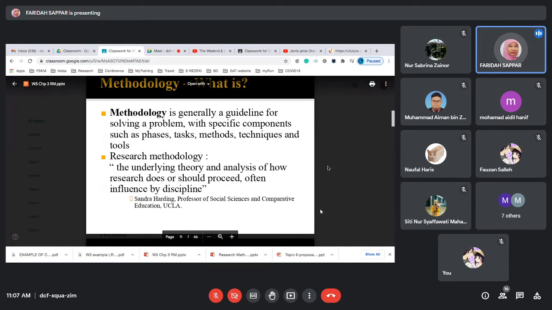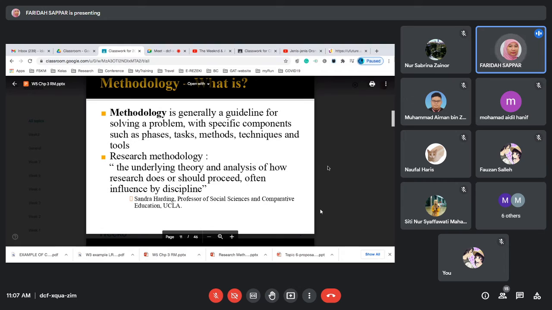Okay, we look here, it says methodology is generally a guideline. So we make a guideline for solving a problem with specific components. So you should be able to break down its components, in terms of phase, in terms of task, or you break it down in terms of method, technique, or using different tools. And then it means you have a systematic process to solve that particular problem.